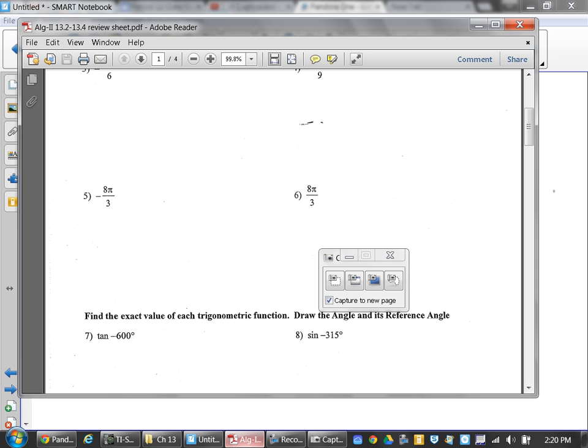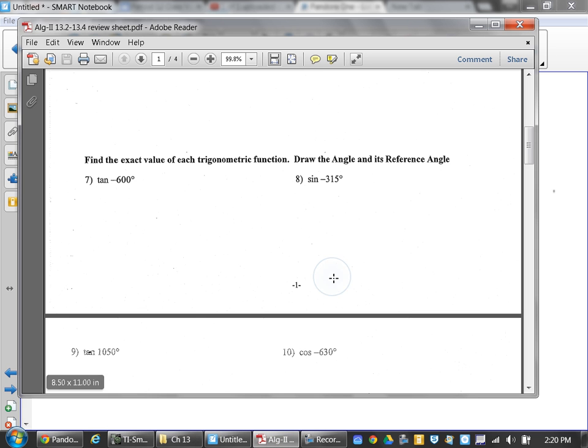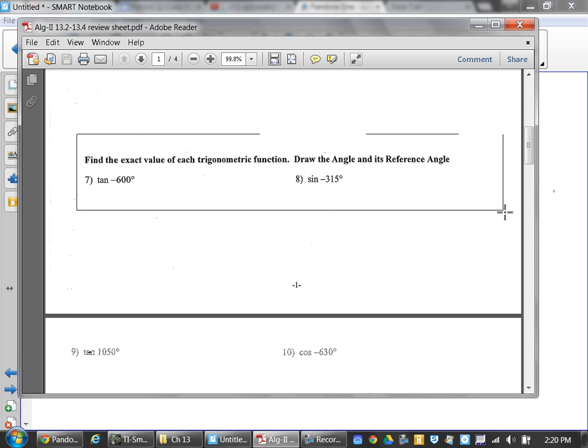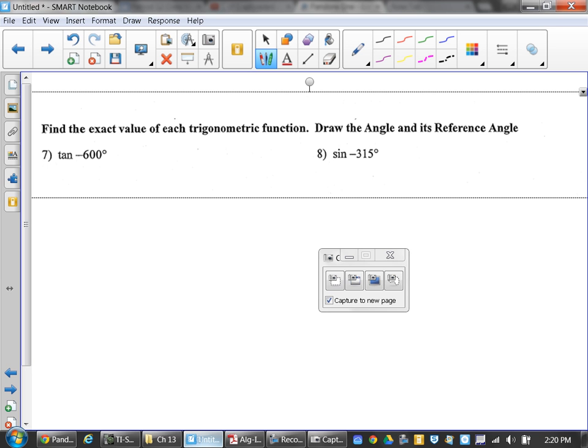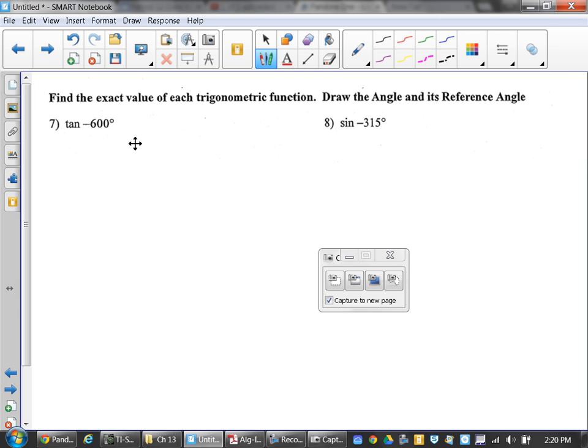Okay? As you get into the next groupings, find the exact value. That's the same thing as evaluate. What is the value of tangent at negative 600 degrees? First thing you got to figure out is where is it? What is its reference angle?